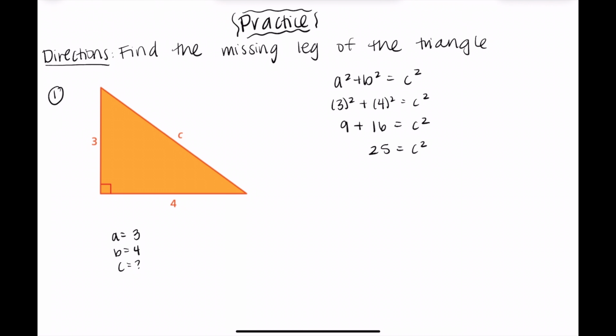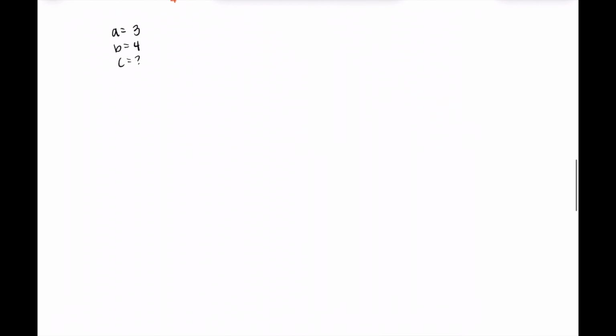So to get rid of that square, we will square root both sides, and when we do that, usually it's positive and negative values, but in this case, since we're looking for a side length, it would not be negative, right? So we get that c equals 5. So that's it for our first practice problem. Now we'll move on to our second one.